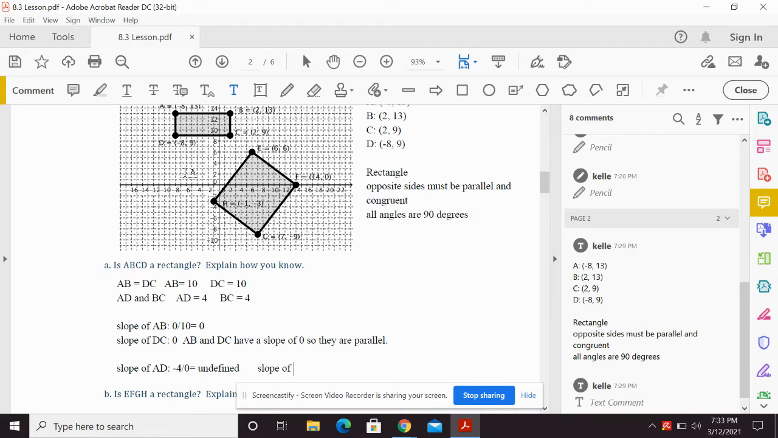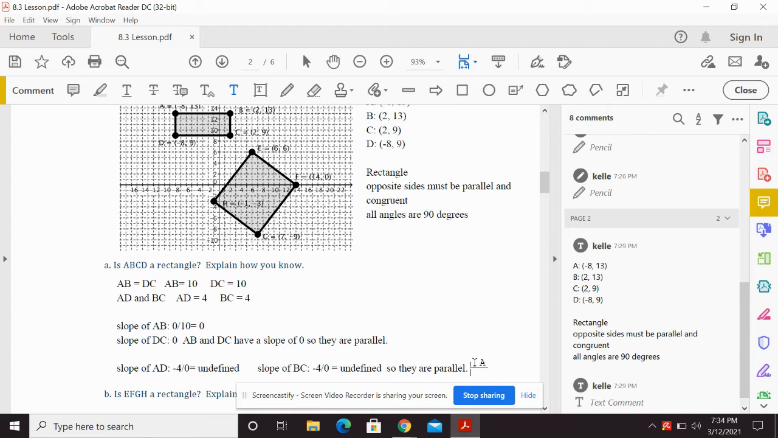Slope of BC. Change in y, you're going from 13 to 9, so that's -4. Change in x is 2 minus 2, so it's 0. So once again, you cannot divide by 0. It's also undefined. So they both have undefined slopes, which means they're parallel. All right.